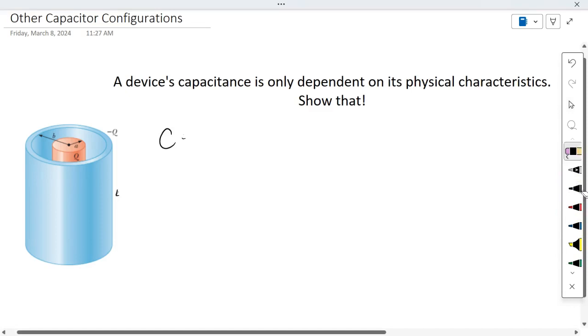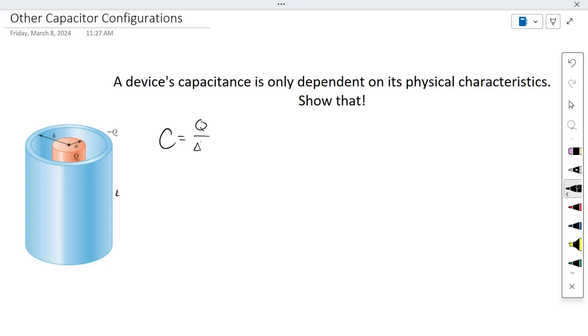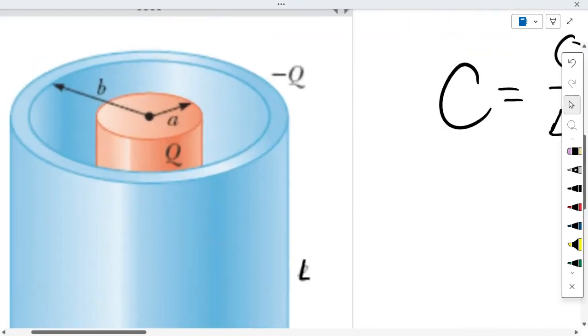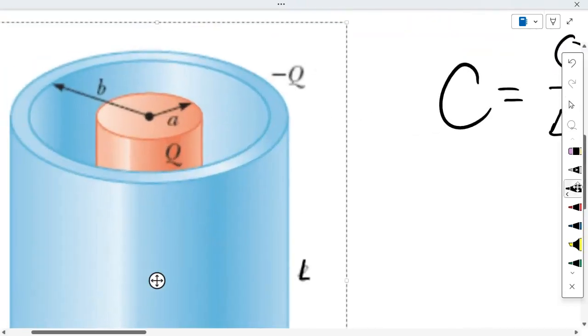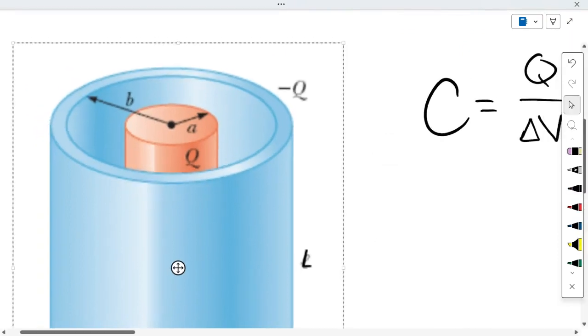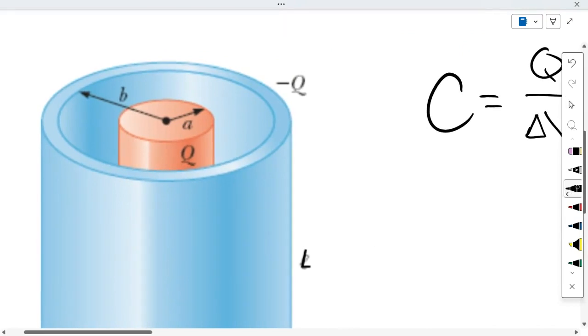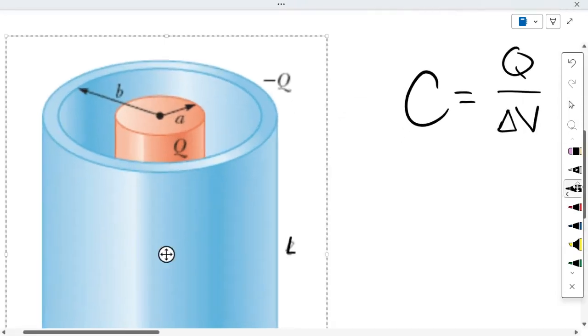We start with the definition of capacitance, which is charge stored per unit potential difference. And well, for now, notice this is a cylindrical capacitor with a positive charge Q on an inside conductor, an equal and opposite negative charge, negative Q, on the outside conductor. It's worth saying that this conductor's total charge is nothing, but that's not what we say about conductors. We say when there's some charge here and the opposite charge there, we call the amount of charge stored Q.